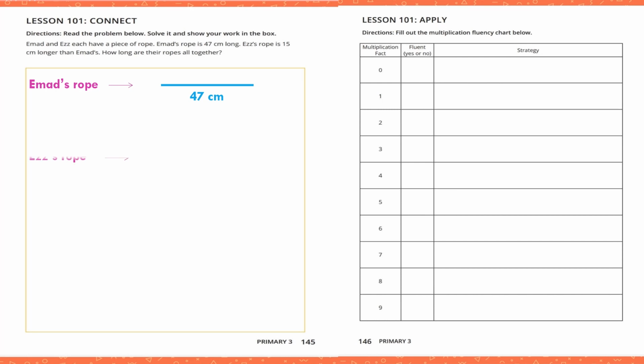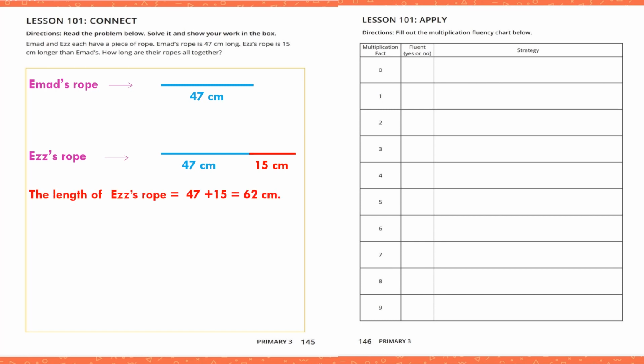Aziz's rope is 15 cm longer than Ahmed's. So to draw Aziz's rope, we will draw it as Ahmed's rope, 47 cm, then adding the longer part, which is 15 cm. So, what is the total length of Aziz's rope? We will add 47 plus 15 equals 62 cm.